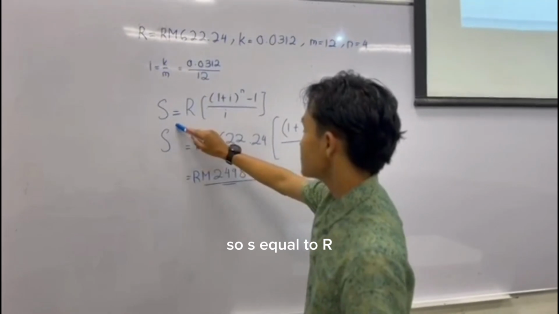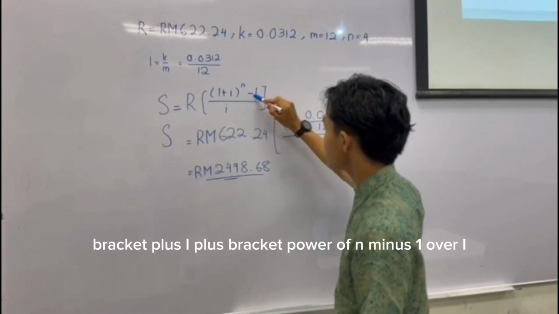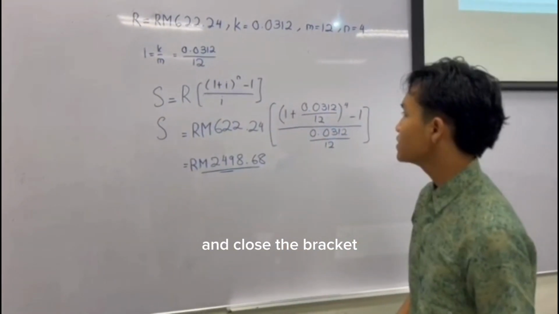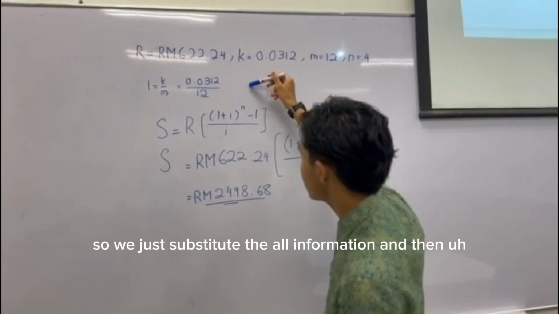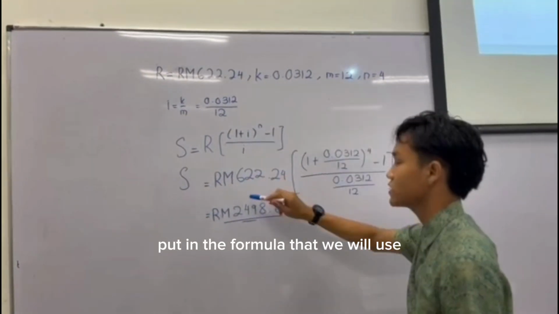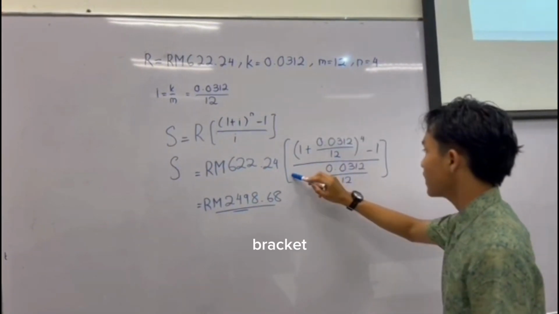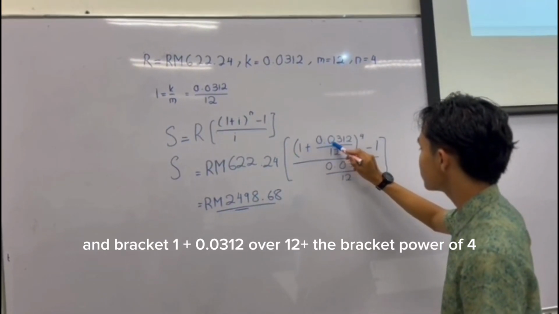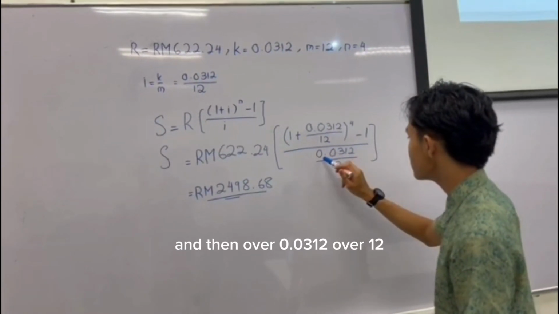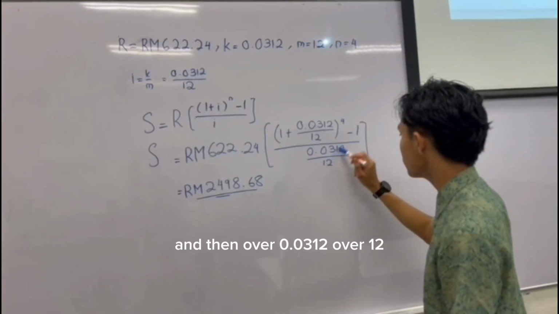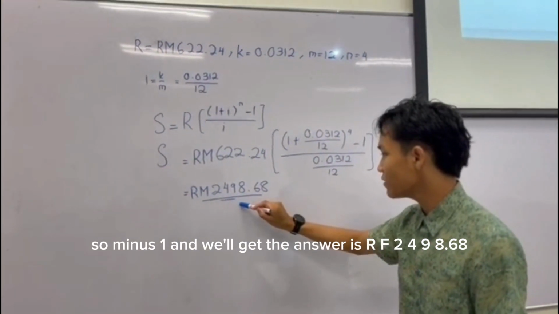So we will use this formula. Okay, so S equal to R bracket 1 plus i bracket power of n minus 1 over i, and close the bracket. So we just substitute all information into the formula that we will use. So S equal to RM 622.24 bracket, bracket 1 plus 0.0312 over 12 close the bracket power of 4 minus 1, and then over 0.0312 over 12, and we will get the answer, which is RM 2,498.68.